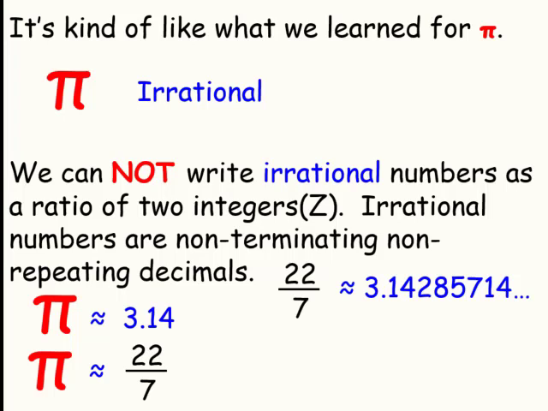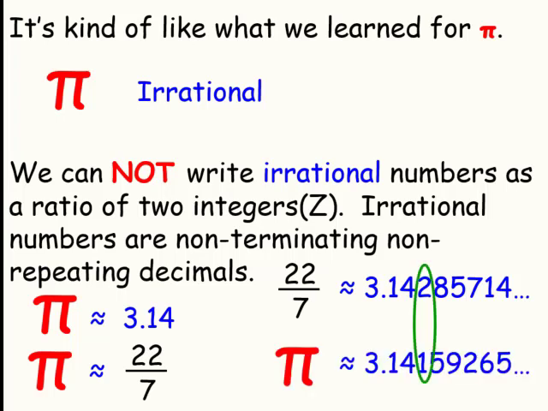22/7 cannot possibly be pi because pi is irrational and 22/7 is rational. And we know this because we can see it's repeating. It's repeating after 6 digits. 142857, and it's going to start repeating 142857. When we take a look at pi, we can see that right here at the thousandths place, it goes off. But it's good for the tenths and the hundredths place.